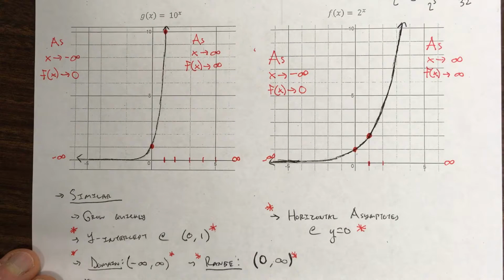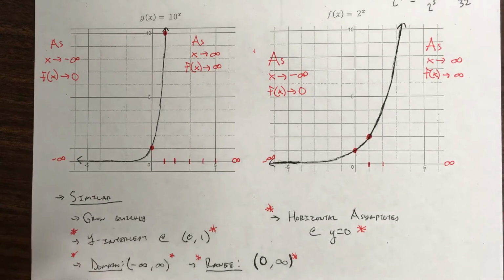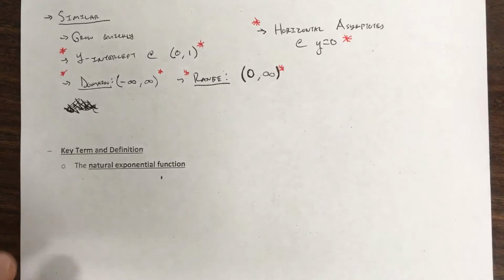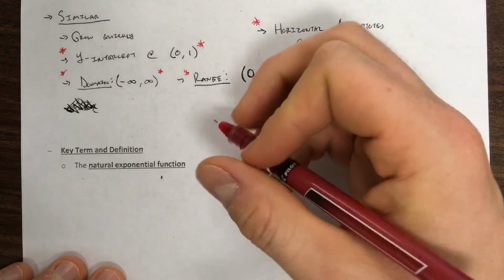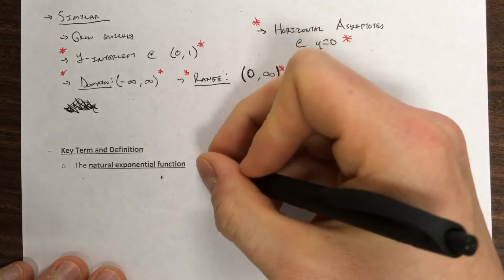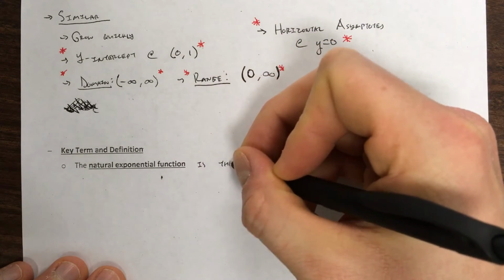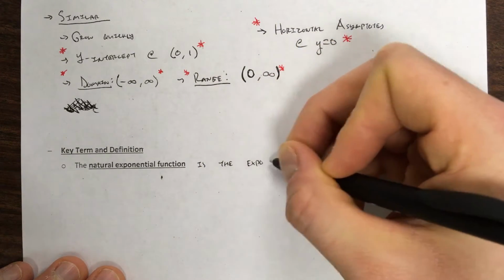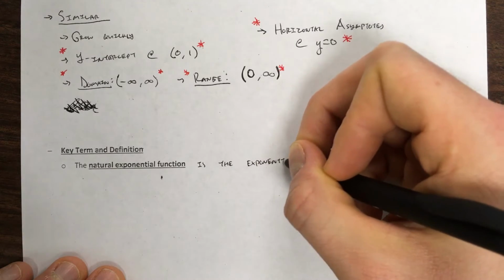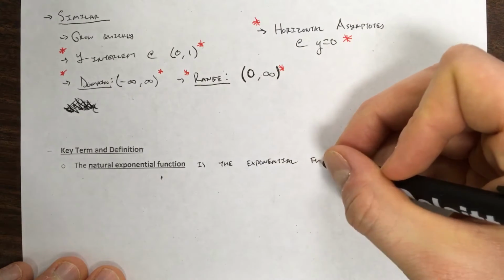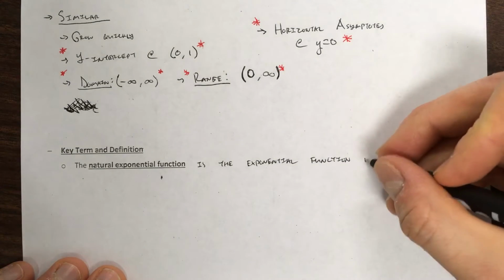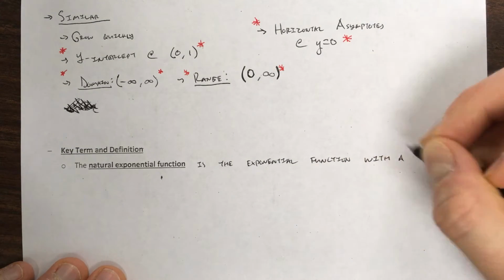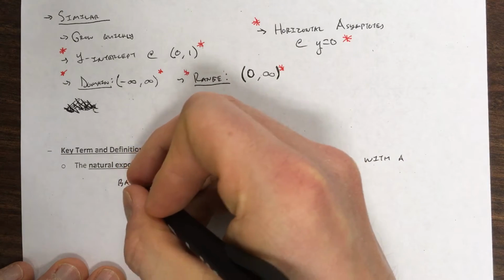If you need to pause it, ask questions about this, please do so. I'm going to give you one real quick definition. We do have another exponential function. It's called the natural exponential function, and that is the exponential function with a base e.